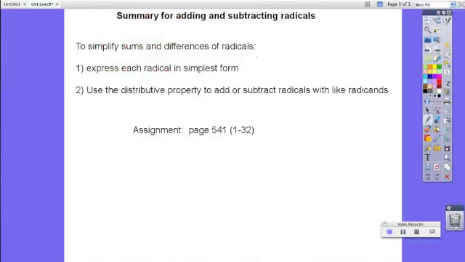Summary for adding and subtracting radicals. 1. Express each radical in simplest form. 2. Use the distributive property to add or subtract radicals with like radicands.